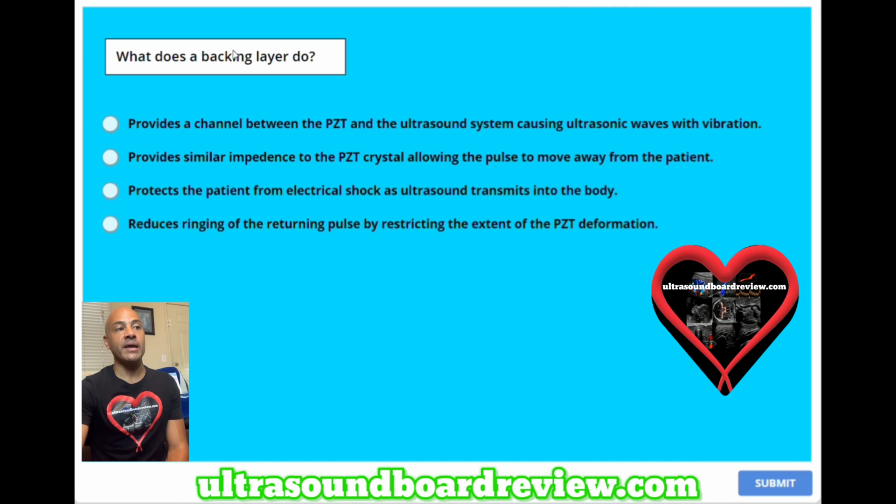Keep in mind that the backing layer and the damping material are the same thing. And this layer is made of epoxy resin impregnated with tungsten filaments. The main advantage of a backing layer is obviously it reduces the ringing, but reducing the ringing will improve your axial resolution, which is the most important resolution out of all of the resolution categories.